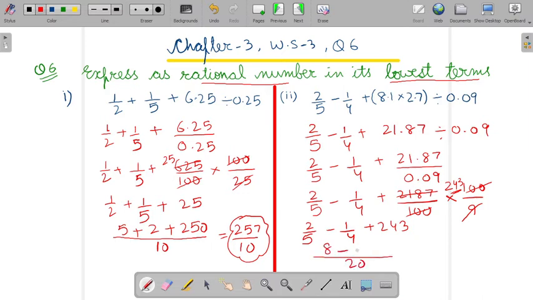So 8 minus 5 plus 4860. This would be the term you will get over here. Divide and multiply. Now solve it further. So you will be getting 4863 upon 20. Again this term cannot be cancelled out further. And if you will observe, these two terms are in rational form.